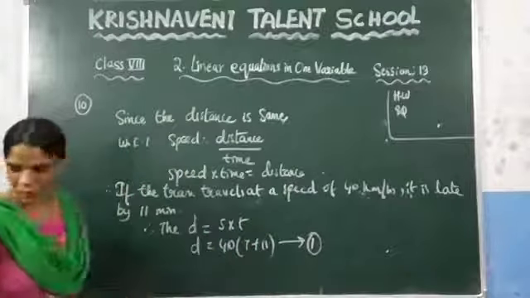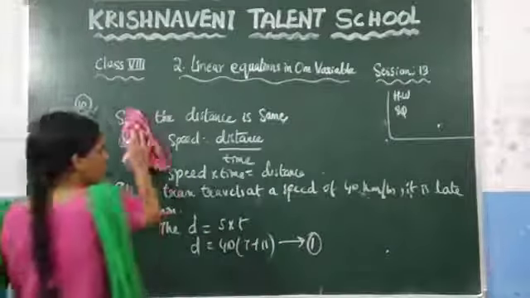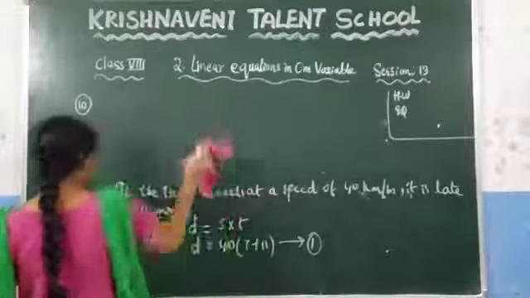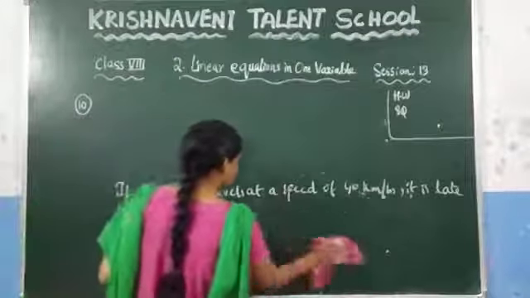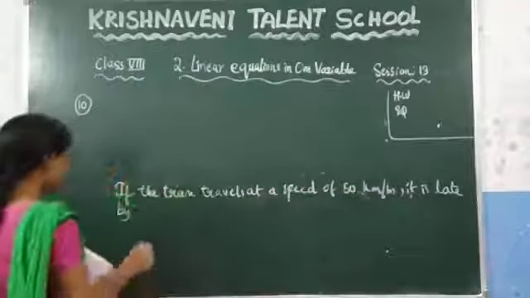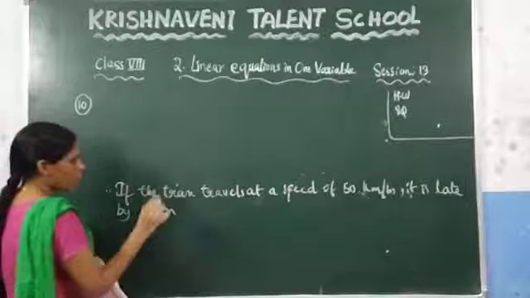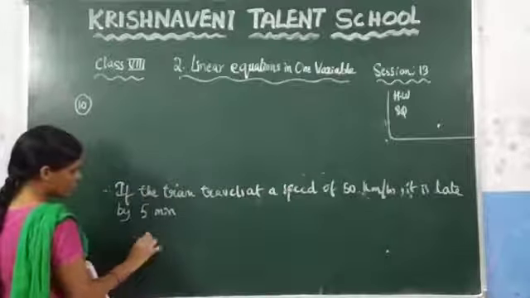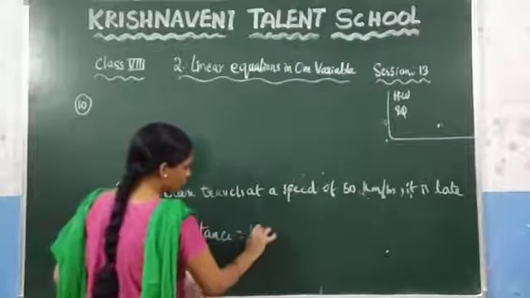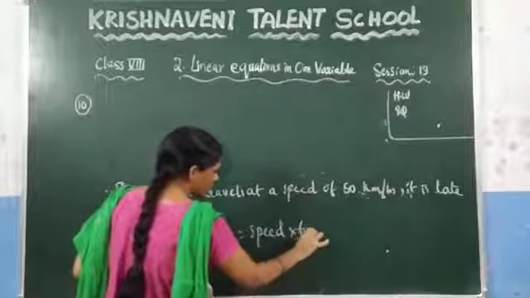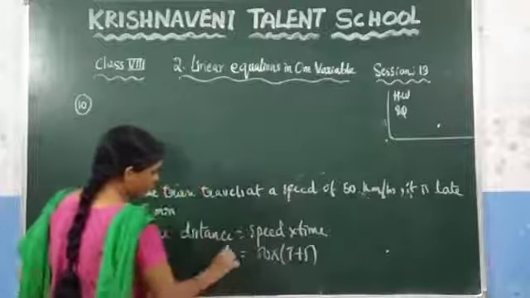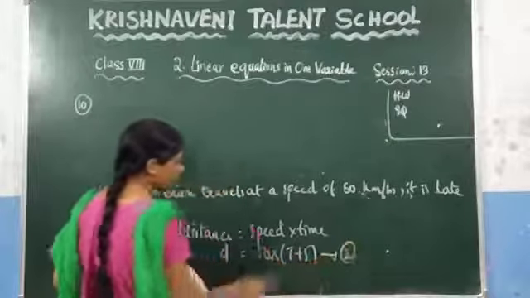Now the same thing: if the train is traveling at a speed of 50 kilometers per hour and it is late by how many minutes? 5 minutes. So again you will get one more equation. Therefore the distance is how much? Since the distance is nothing but speed into time. What is the speed in this condition? 50, and the time is t plus 5. So you got d is equal to 50 into t plus 5. This is the second equation.